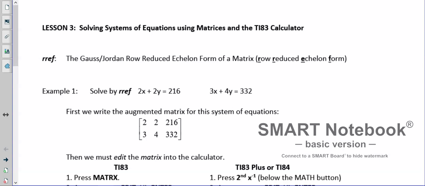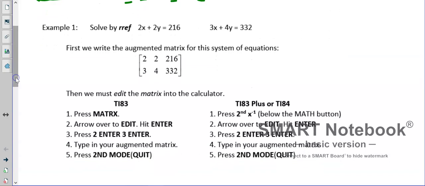So, RREF. Now, why do I say it like that? Because there's 2 R's. There is in your calculator a REF, and we don't want REF, we want RREF. What does it mean? It's technically called the Gauss-Jordan row reduced echelon form of a matrix, RREF. Not really important to know that, but curiosity. So solve by using that.